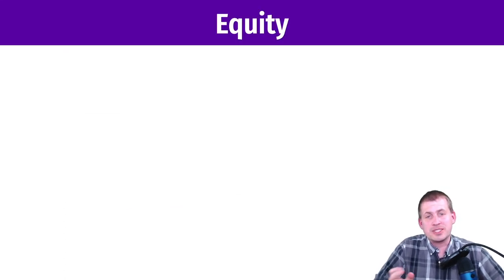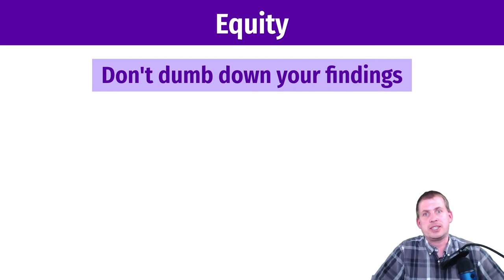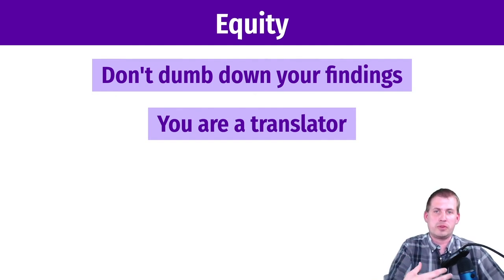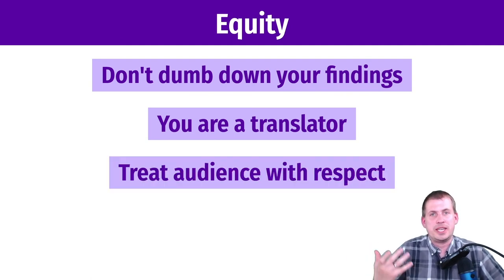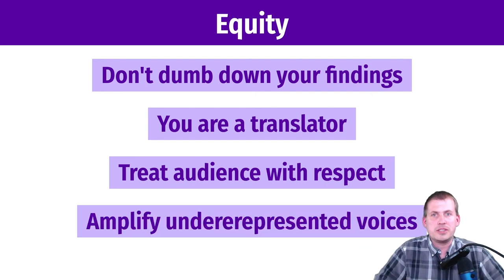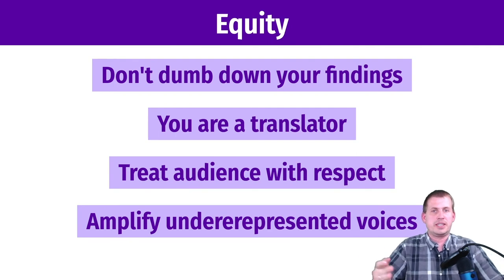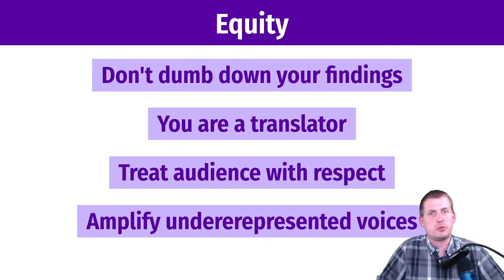So with this equity idea, the main principles you should keep in mind are: don't dumb down your findings when you're communicating to other people. Keep in mind that they understand stuff. You're really just translating things for them and helping them understand it using their own mental maps, but you're not going to do it in a condescending way. Treat them with respect, like they are smart. And then try to amplify underrepresented voices to increase the general knowledge. We don't want to just cite old white men at Princeton and Yale and Harvard who've been publishing for years. Bring in new voices that aren't getting used as much. And it will improve your stories and improve your scientific findings and improve the truth.